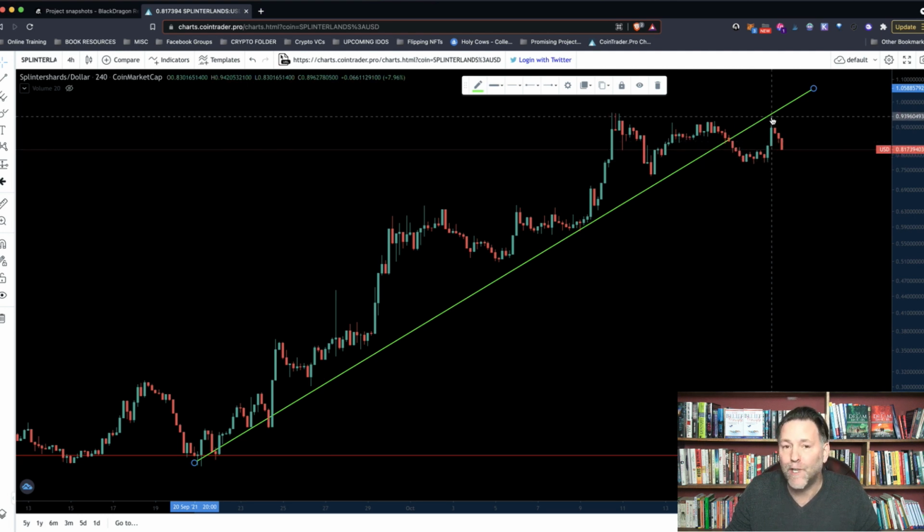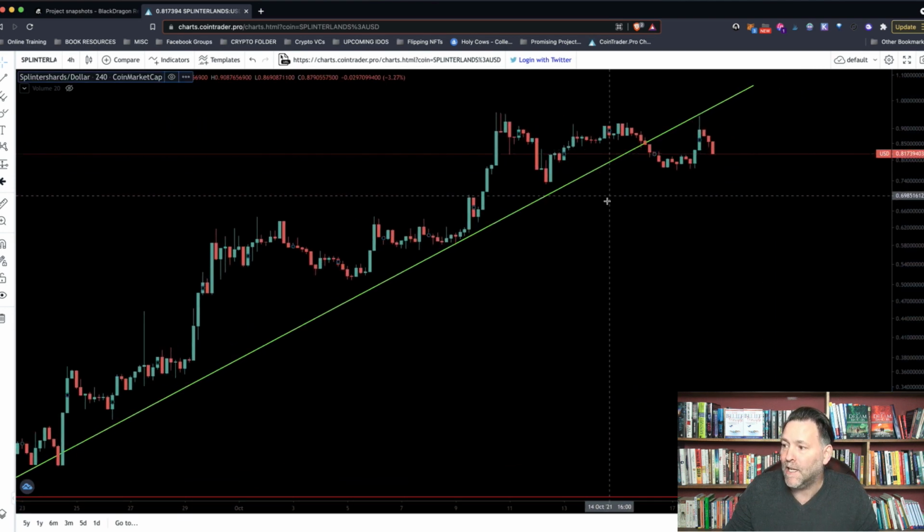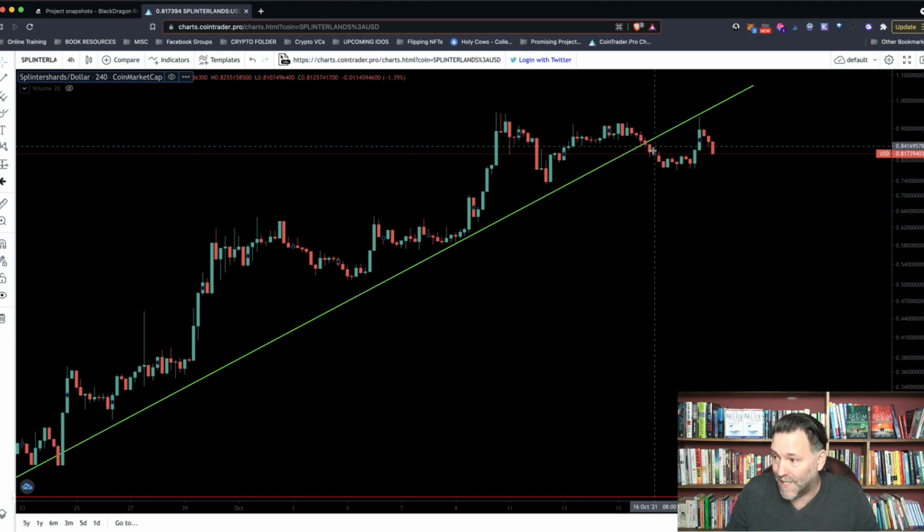Broken that and then retested it again just to say, okay, is this really a kind of break to the downside? Touched it and came back down again. So we need to wait and see what happens here. So looking at this, you would say, okay, I'm going to sell, if you were just trading Splinterlands. What I do with Splinterlands is I'm staking it, so I'm not going to sell here.